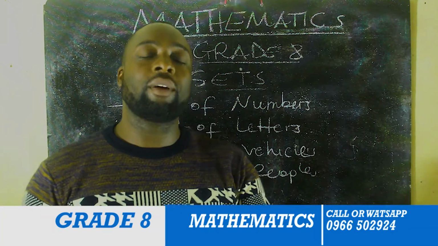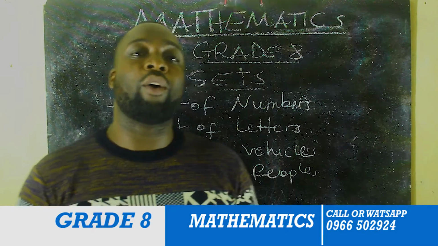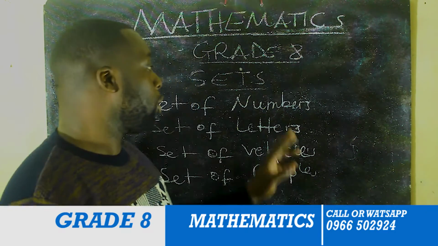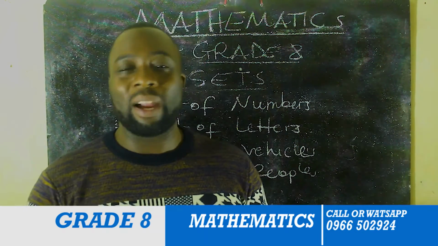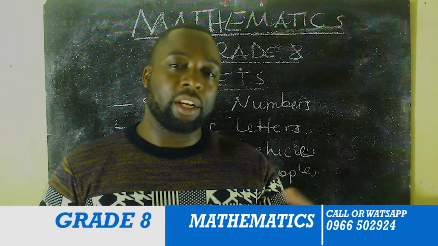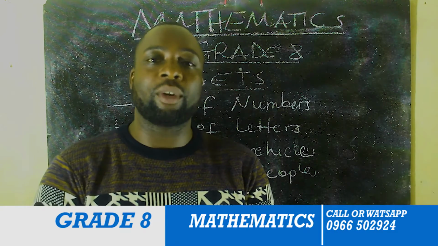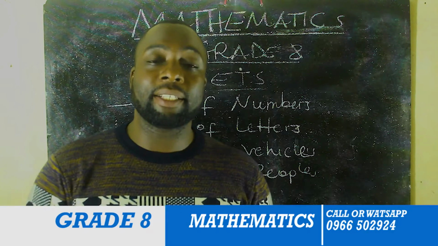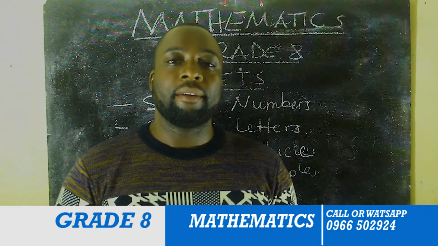When we say well-defined objects, we are talking about objects that are of the same nature. For example, we have numbers, letters, vehicles, people, etc. So we can group things together of the same nature. Once we do that, we say mathematically that we have grouped them in sets. Are we together? Very good.